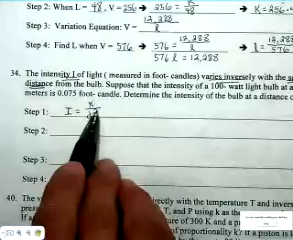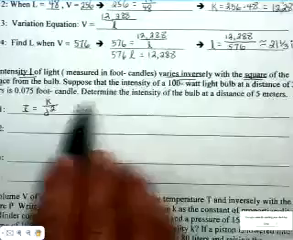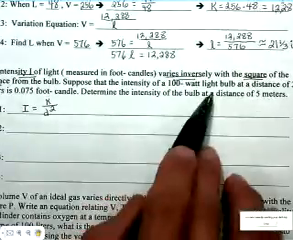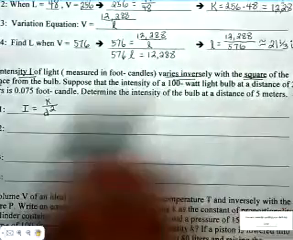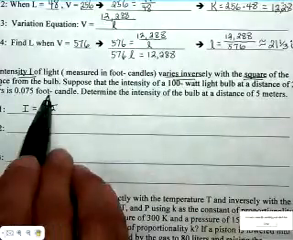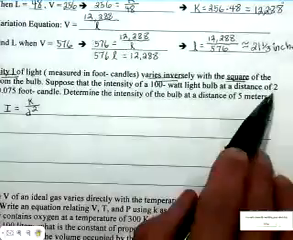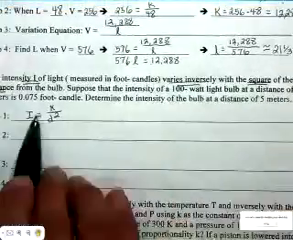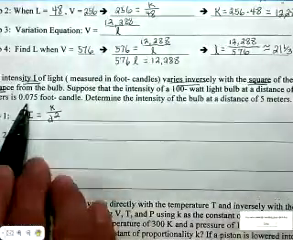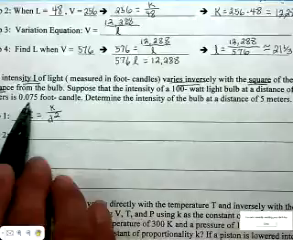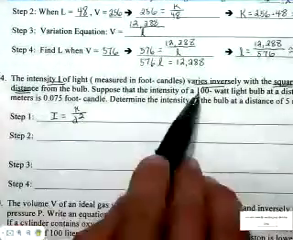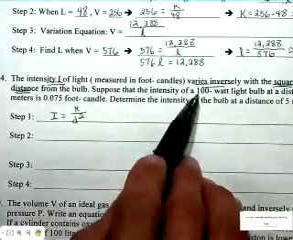Step 2, you give me some particular intensity for some particular distance, and I can find that value of K. So here's my specific. Suppose that the intensity of a 100-watt light bulb at a distance of 2 meters is 0.075 foot candles. Now I know that 2 is my D, but is the I the 100-watt bulb or the 0.075 foot candles? It tells you up here the intensity is measured in foot candles. That 100-watt bulb, the 100, it's just telling you what kind of bulb you have.